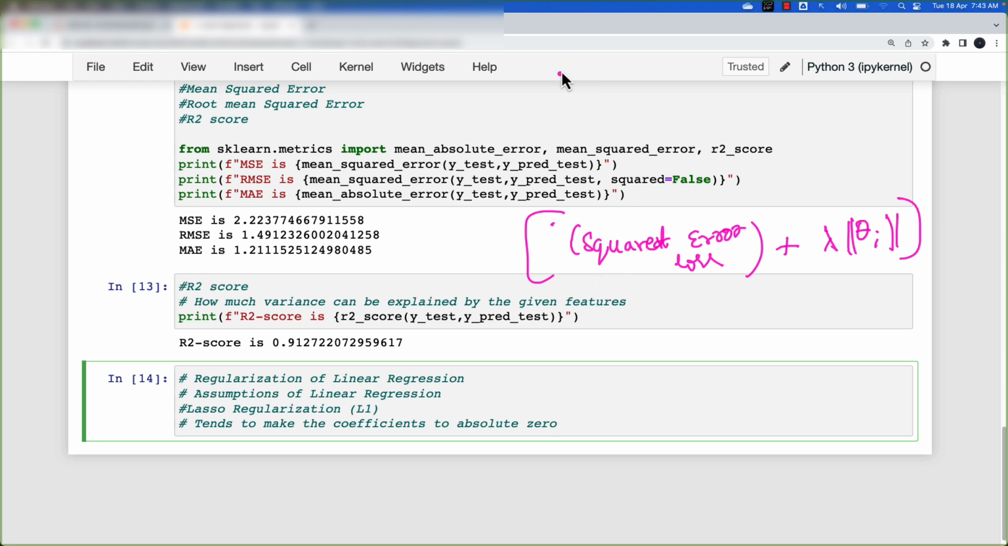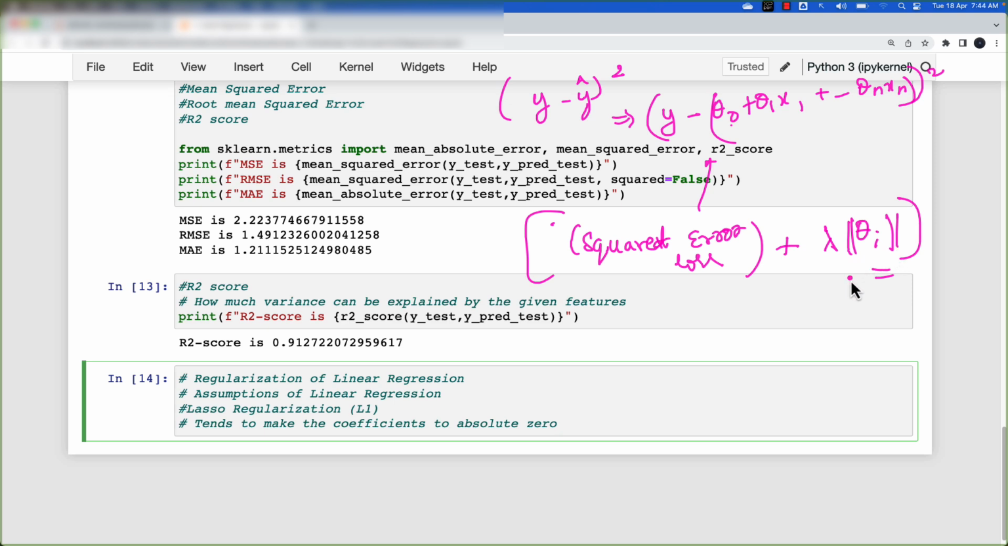What is the squared error loss? The squared error loss is y minus y hat, whole squared. What is y hat made up of? It is theta naught plus theta 1 x1 up to theta n xn. So this is the squared error loss that we have. Here, in the squared error loss, I've got the parameters theta naught, theta 1, theta 2 up to theta n, and along with that I have the additional term.